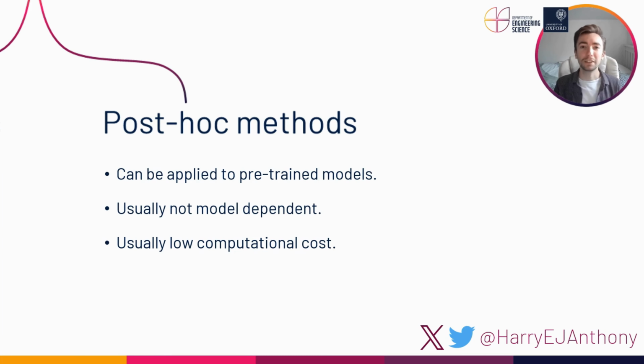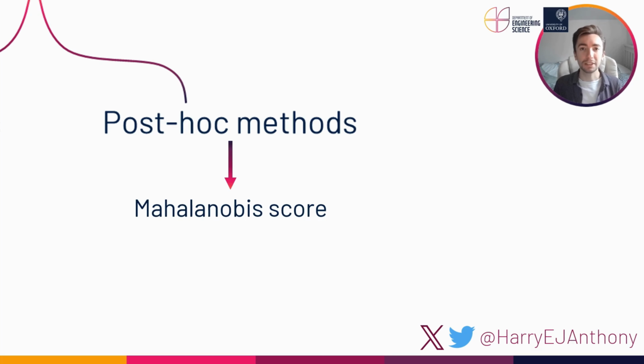So there are several benefits to post hoc methods. They can be applied to pre-trained networks. They're usually not dependent on a type of network architecture, and they're also at a low computational cost. And we're going to talk about one of these post hoc methods today, which we call Mahalanobis Score. Mahalanobis Score is widely used for outer distribution detection. However, its performance varies a lot in the literature. It performs very well in some studies and less well in others. So we want to study the best practices for this method.